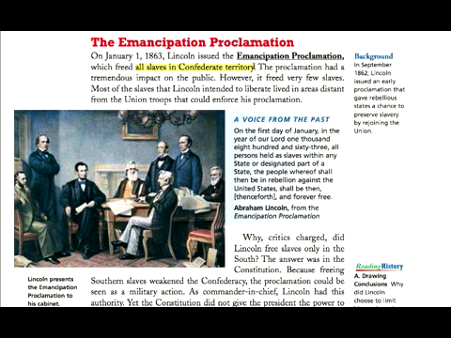The proclamation had a tremendous impact on the public. However, it freed very few slaves. Most of the slaves that Lincoln intended to liberate lived in areas distant from the Union troops that could not enforce his proclamation.